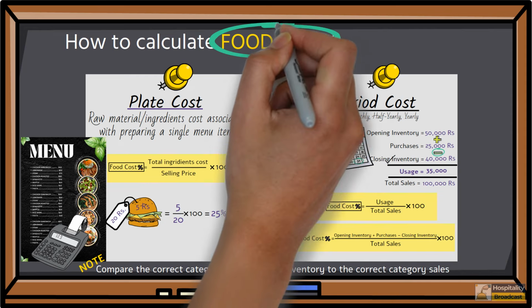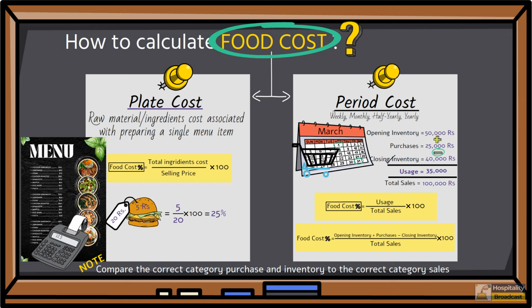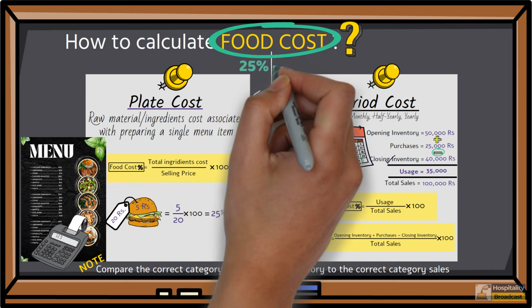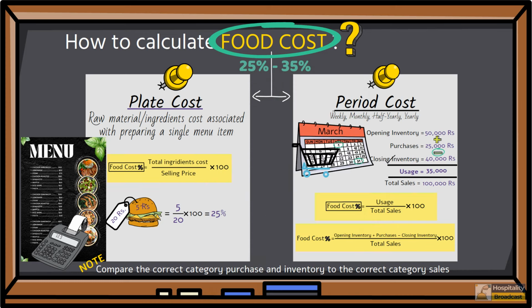Now, what should be my food cost? The ideal food cost percentage can vary depending on type of restaurant, location and other factors. Generally, a food cost percentage between 25 to 35% is considered good.